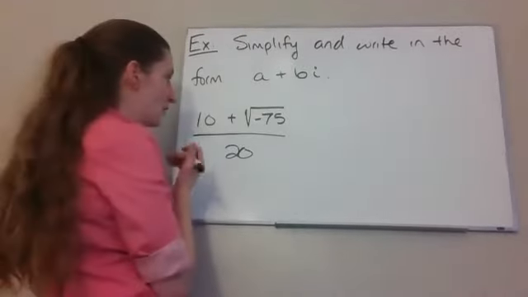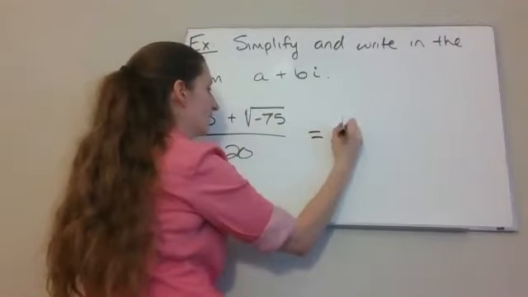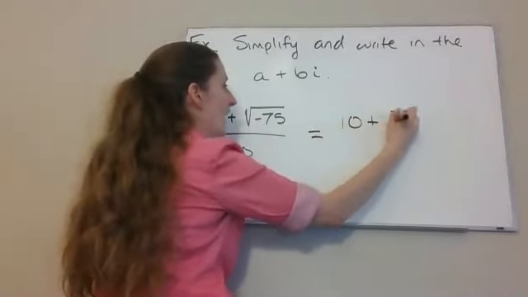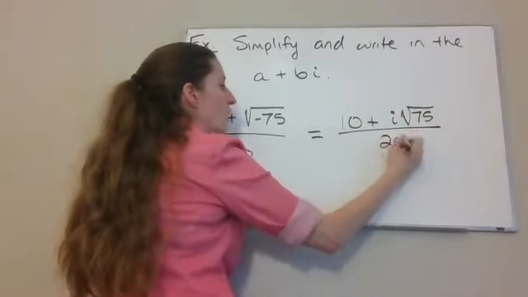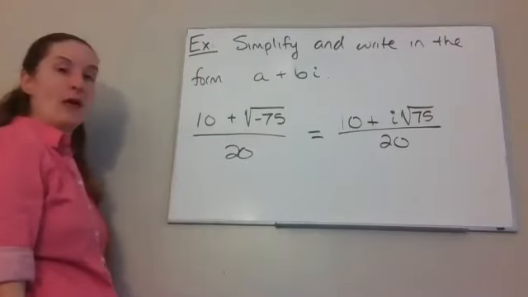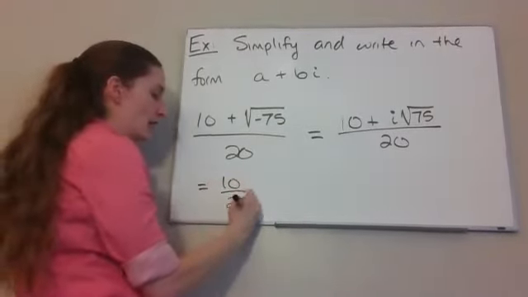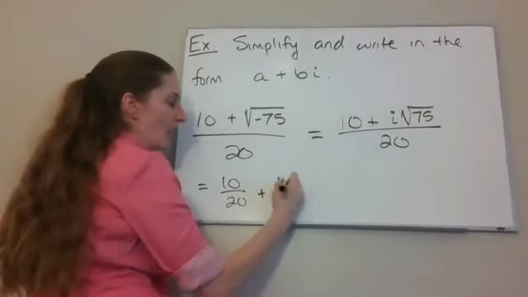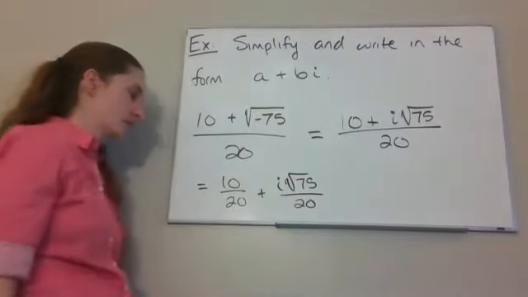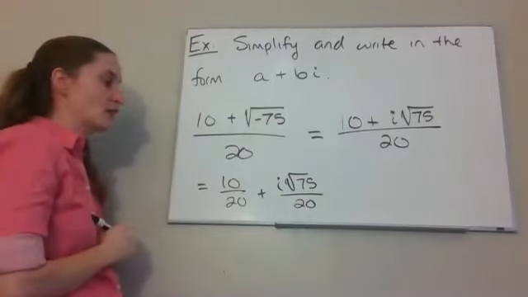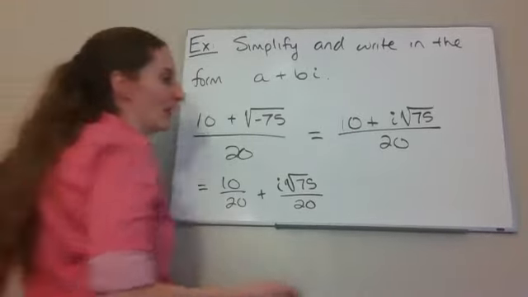So the first thing I would do is rewrite this root so it has an i. So that's 10 plus i times the square root of 75 all over 20. And now I would split this into two different fractions. I have 10 over 20 plus i times the square root of 75 over 20. My 10 over 20 I can simplify to 1/2. And that square root of 75, we're going to need to simplify that.